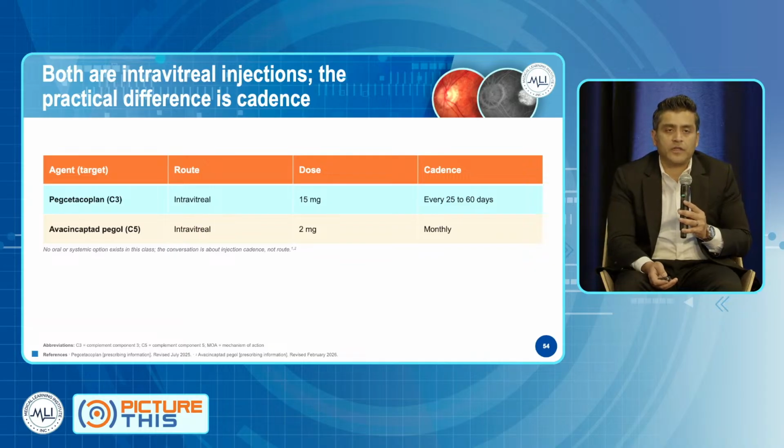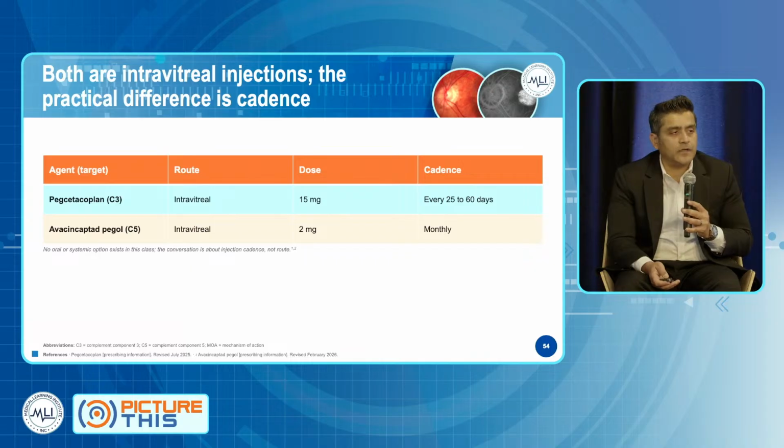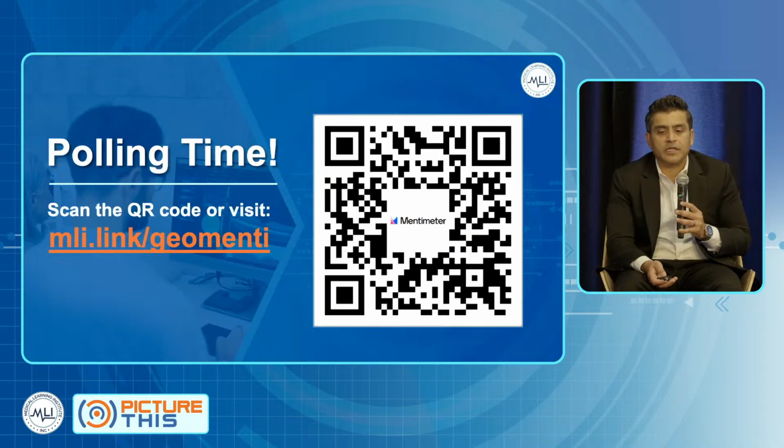Avacincaptad pegol, based on the GATHER1 and GATHER2 studies, was studied on a monthly basis in those trials in the first year. In GATHER2, there was a monthly arm and an every other month arm. But the label obviously is based on the data from 2 years, but since it was studied only every other month in the second year, the label is monthly for avacincaptad pegol.